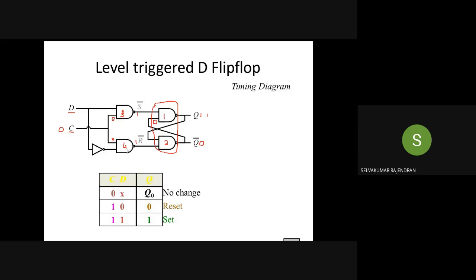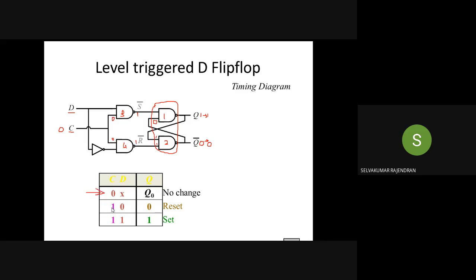Then the same Q will be applied to NAND gate 2. Again, the output coming from NAND gate 4 is 1. So this NAND gate gets 1 on both the input lines, so obviously NAND gate 2 produces logic 0. So it maintains the previous state outputs: 1 at the Q, 0 at the Q bar. There is no change in the previous state outputs. This type of operation is nothing but the memory state.